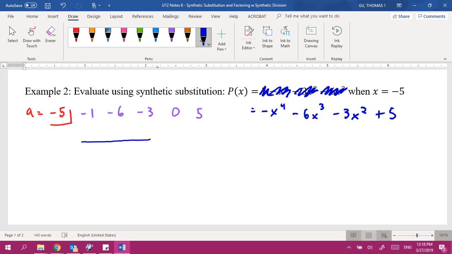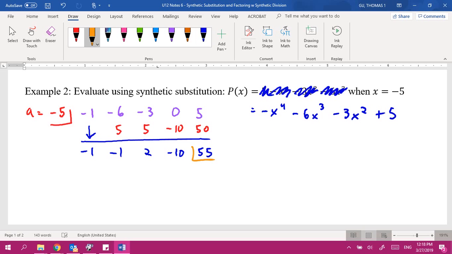All right, so let's get the numbers down. What's the first number? -1. Then 5. Add them, that's -1. Multiply by -5, which is 5 again. 2. -10, because I multiply by -5. -10 times -5 is 50. And then add those, and what I get, that's the remainder, which means that p of -5 is 55. Very good.